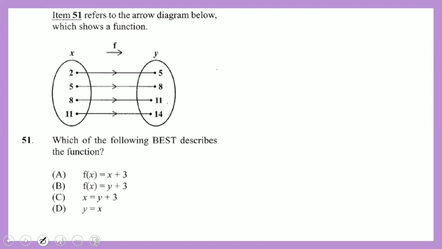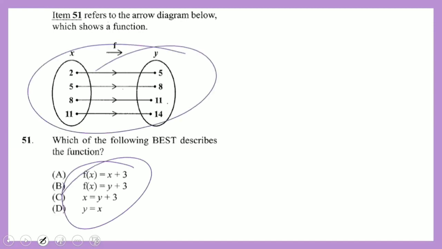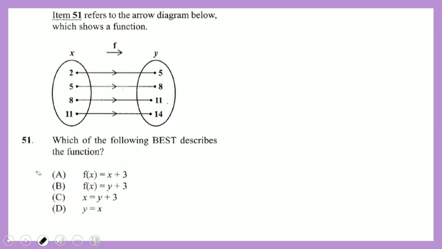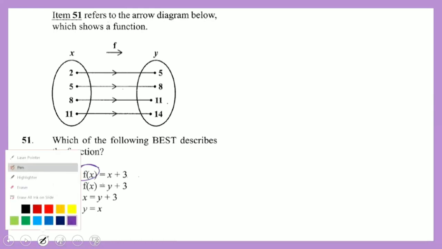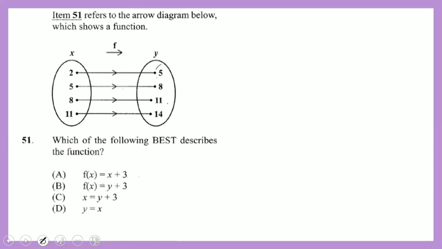All right, number 51. We're almost done. Well, we're 2/3 of the way. Which of the following best describes the function? This is easy. All you're going to do is put in the x and y values here and see if they work out. So this says y or f of x is equal to x plus 3. Is that true for the different values? So y here is 5. If you say 2 plus 3, which is x plus 3, do you get 5? 5 plus 3, do you get 8? 8 plus 3, do you get 11? And so on. That is correct.